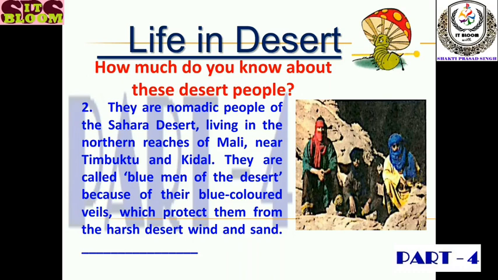These people are living in the Timbuktu and Kidal areas, where the deserts are and where it is difficult to survive, and they are called blue men of the desert because they use blue colored veils. A veil means a piece of thin material for covering the head and face for men and women. They use the blue colored veils for covering their face and head, which protects them from the harsh desert wind and sand. So that's why they are called blue men of the desert. And the answer for these nomadic people is Tuaregs. Tuaregs are the people who live in that area.